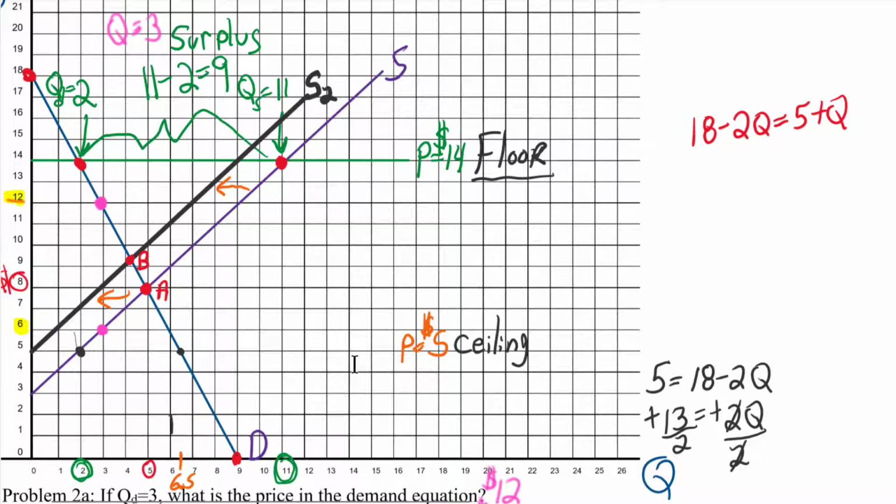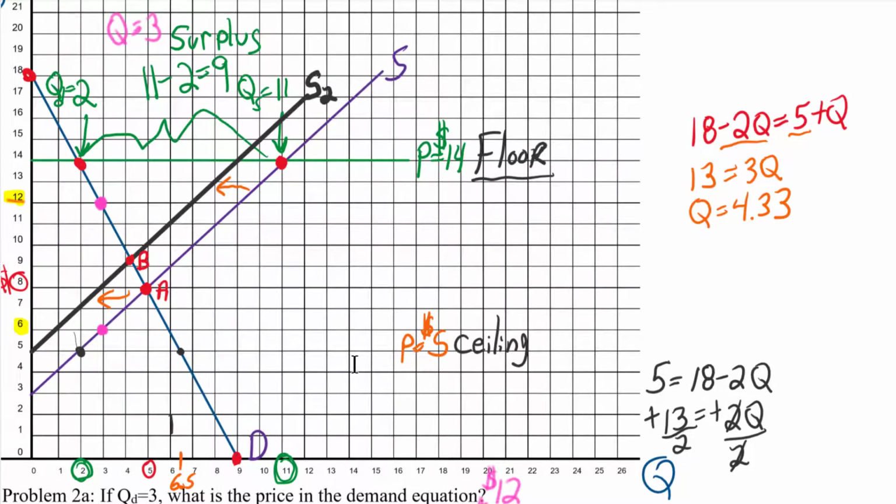So again, let's subtract 5 from both sides. 18 minus 5 is 13. And then let's add 2Q to both sides, equals 3Q. So we're going to have 13 over 3 as our quantity. It's going to be 4 1/3, right? So Q equals 4.33333333.